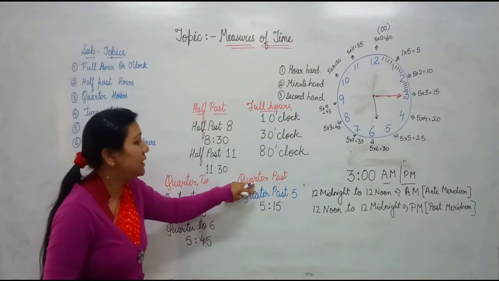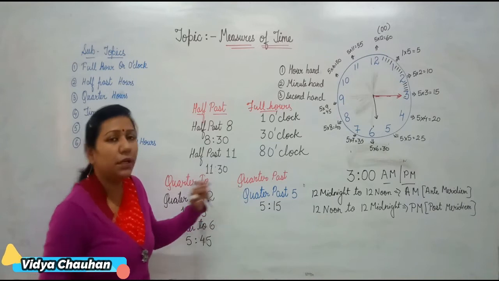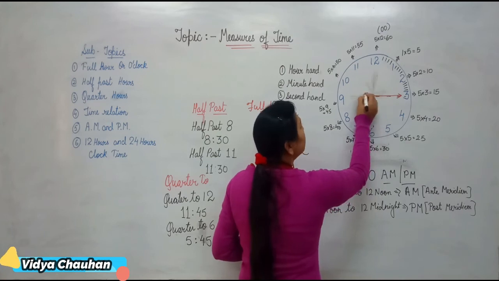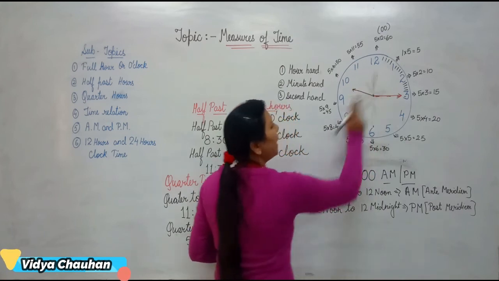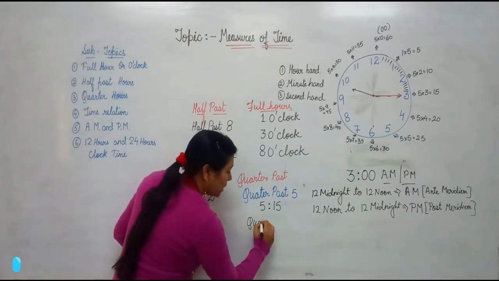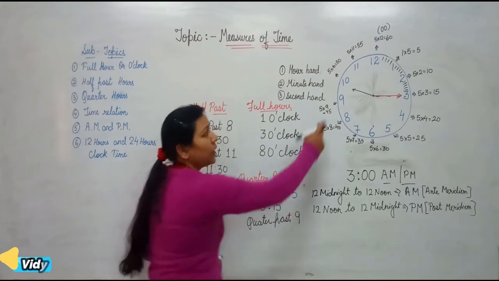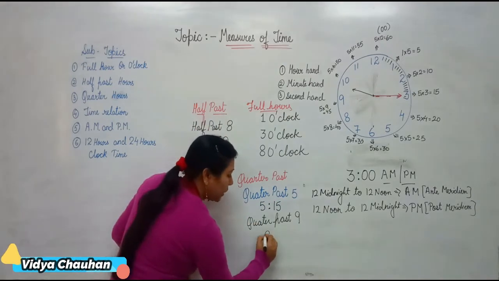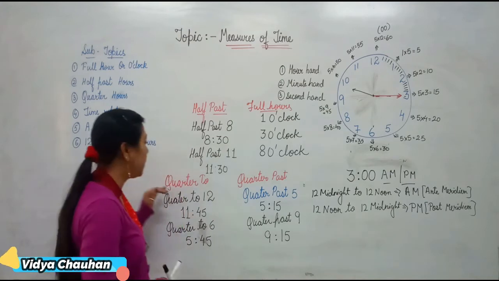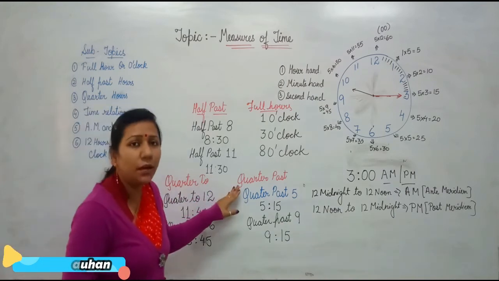So this is the concept of full hour clock, half past, quarter to and quarter past. Now suppose your hour hand is between 9 and 10 and the minute hand is still at 3. Now what is the time? The time is quarter past 9. Quarter past 9 and you can write it as 9:15. Okay students, so this is all about the different clock times: full hour, half hour, quarter to and quarter past.